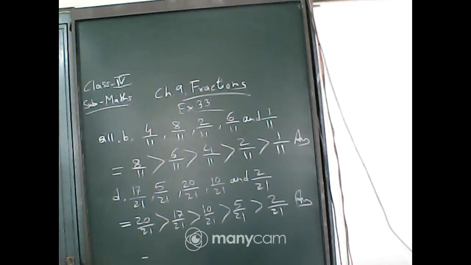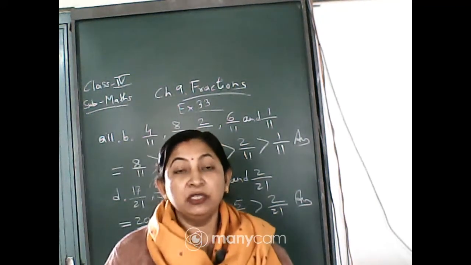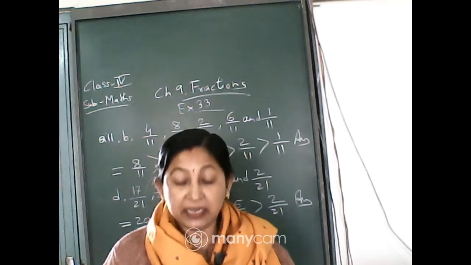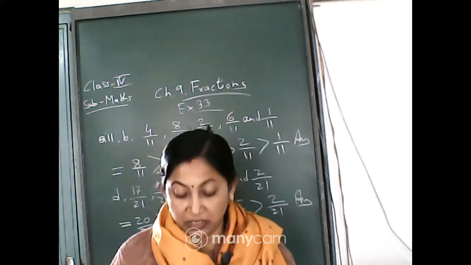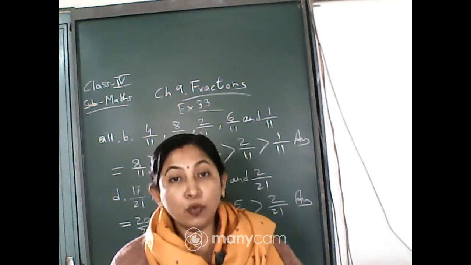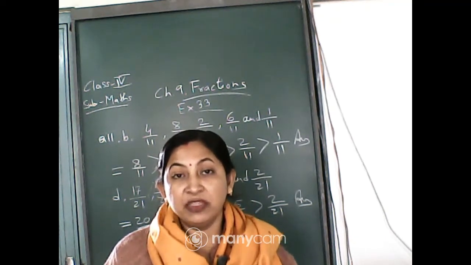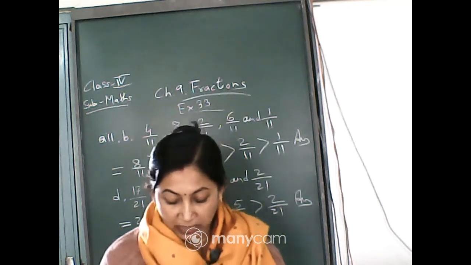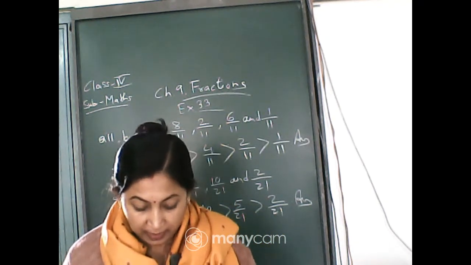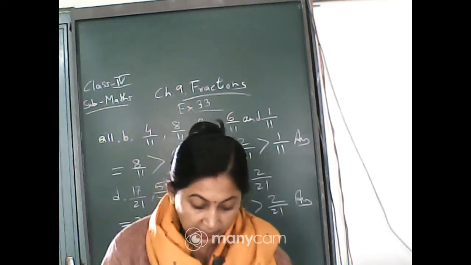Now, here we are comparing fractions with the same denominators. When the denominators are the same, how we compare the fractions, that we have learned. Now, in the next exercise we have to compare fractions which have the same numerator. The denominators are different, but the numerators are the same. In this exercise we have practiced fractions with the same denominator. Clear? So, let us come to exercise 34.